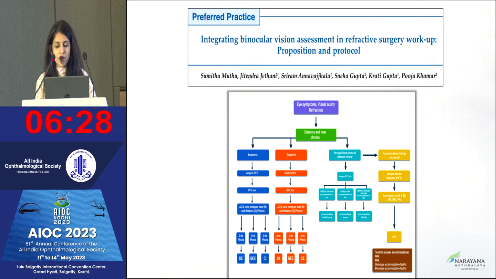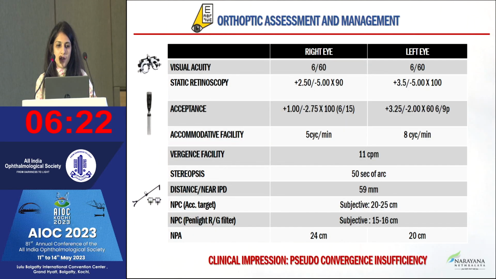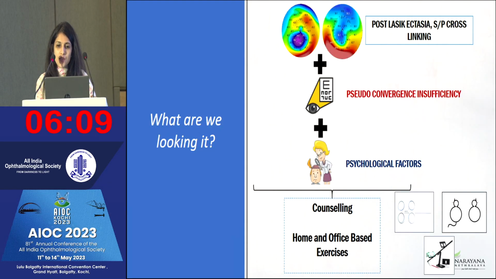This is one of the papers that we have published in the past about binocular vision assessment in refractive surgery workup. And we have a dedicated orthoptics department in our hospital, and we subjected her to a detailed NSBAVA assessment. And we identified that she had a pseudoconvergence insufficiency. So what are we looking at?